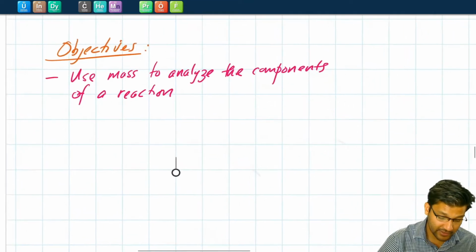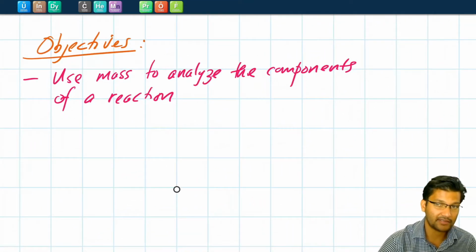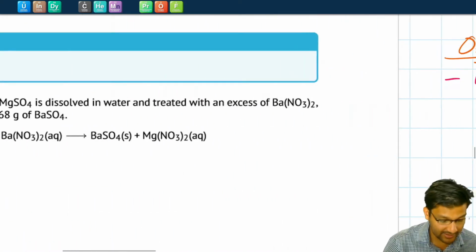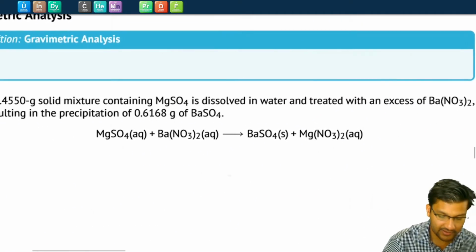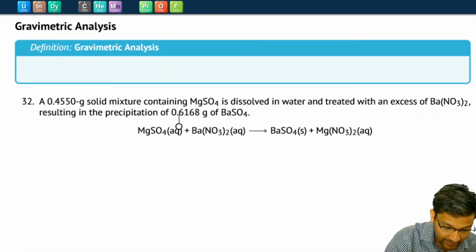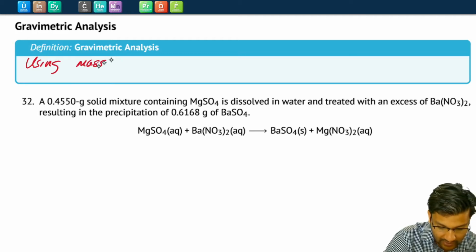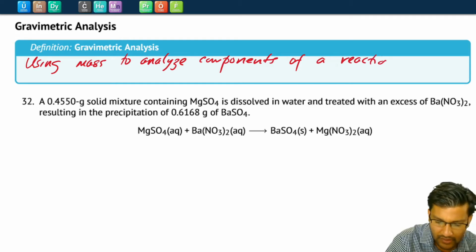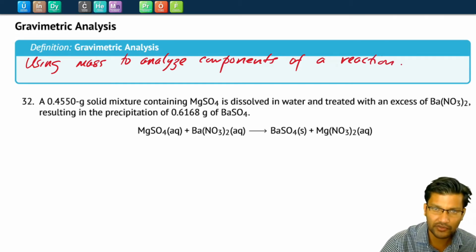By the end of this video, you should be able to use mass to analyze the different components of a reaction. Why? Because that's what gravimetric analysis is. Gravimetric analysis has a similar root word to the word gravity, and basically it's using mass to analyze components of a reaction.